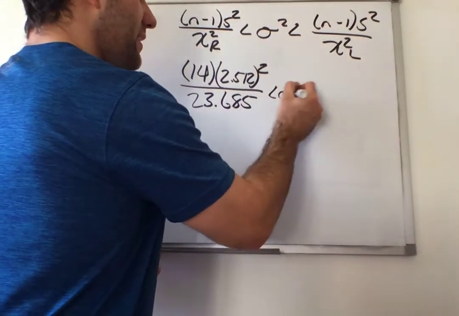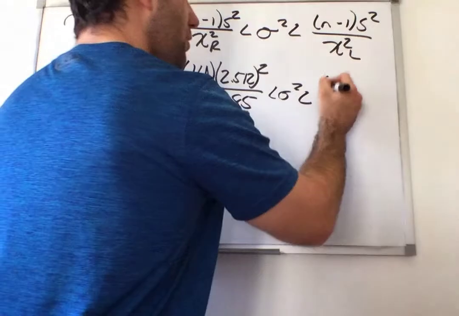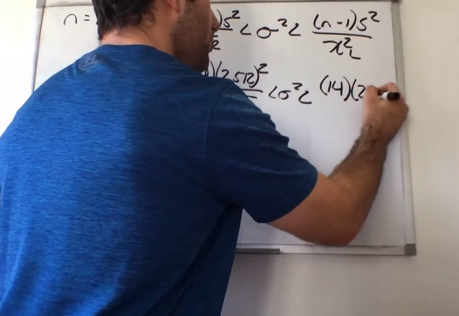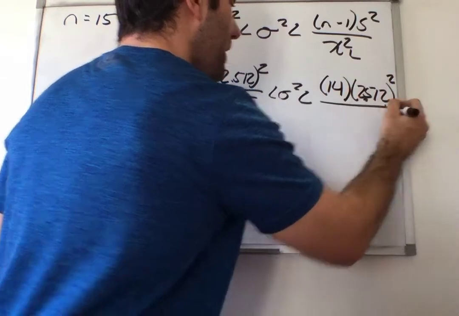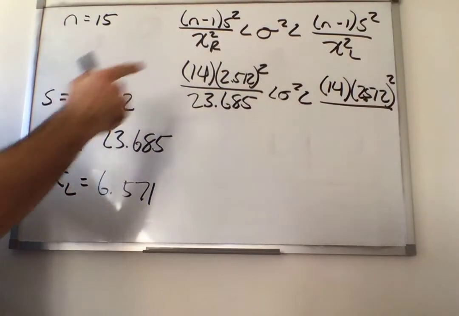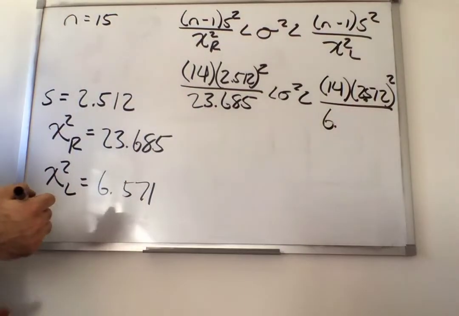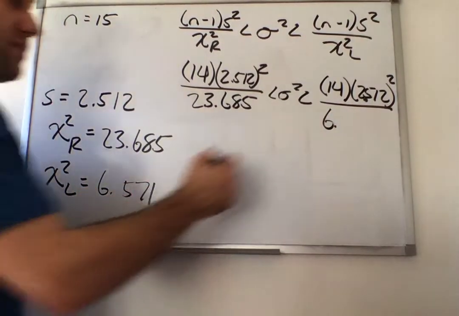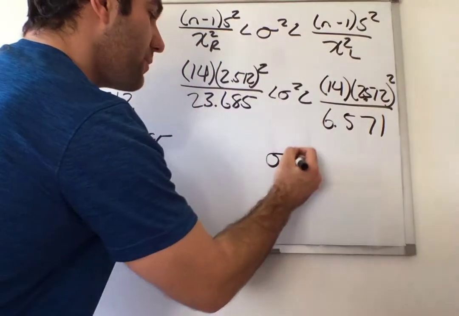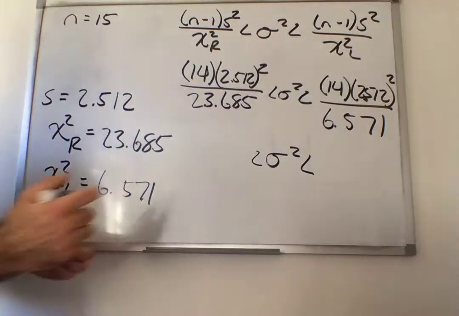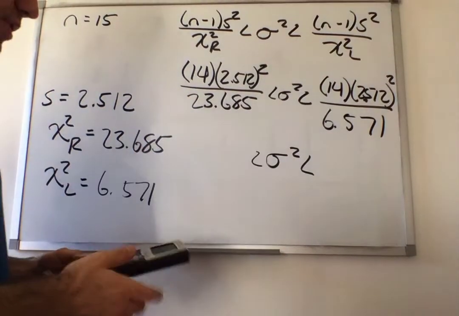Well, that's less than sigma squared, which is less than, well, the numerators match. So 14 times 2.512 squared divided by my chi-squared left value. The left one goes on the right, the right one goes on the left. Okay, 6.571. And now all you have to do is compute these values right here, punch them in on the calculator, and that would be your confidence interval.